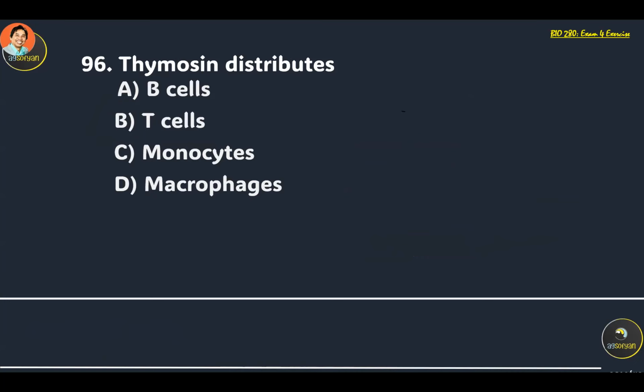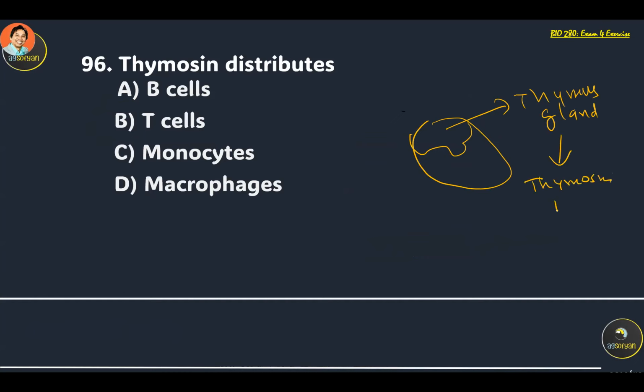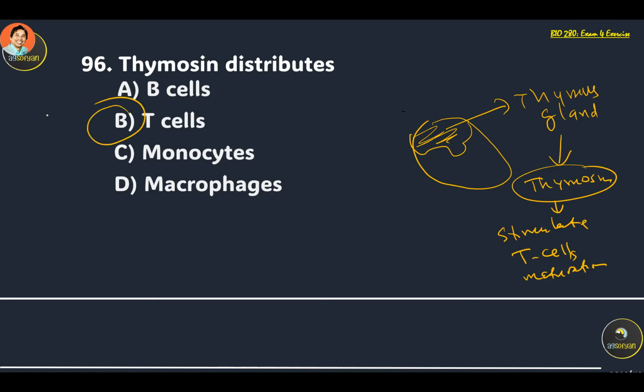Thymosin distribution, A, B, C, or D. Let's say this is our heart. Above our heart, we have the thymus gland. The thymus gland produces a hormone called thymosin. This hormone's function is to stimulate T cell maturation. So the T cells mature in the thymus gland with the help of thymosin. So it's going to be this one, T cell maturation.